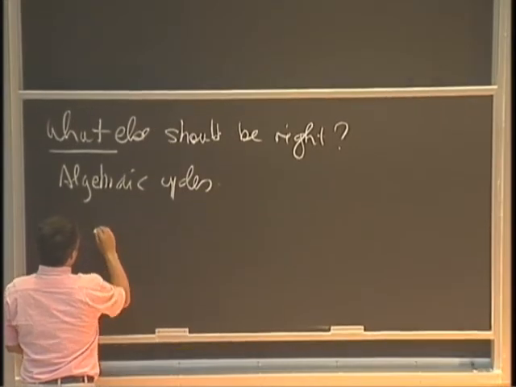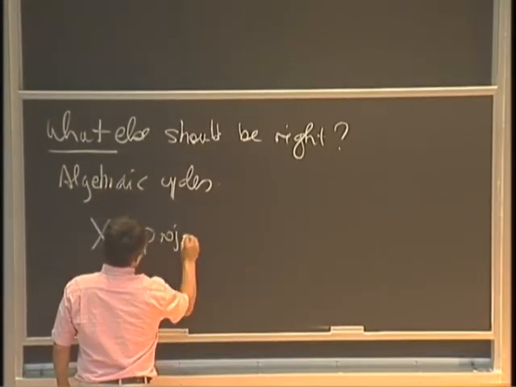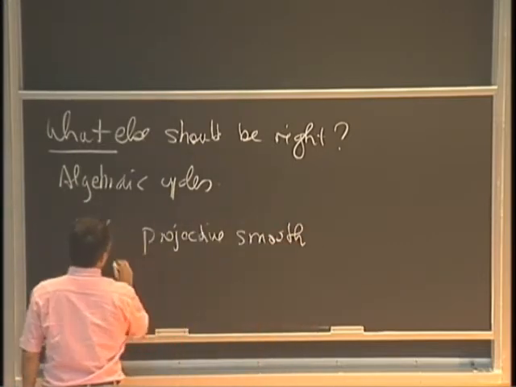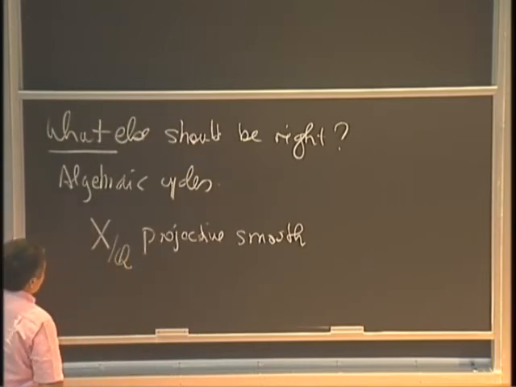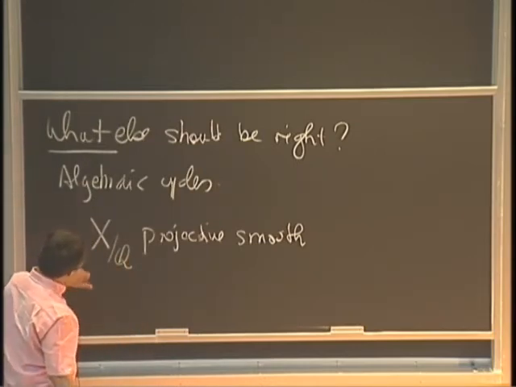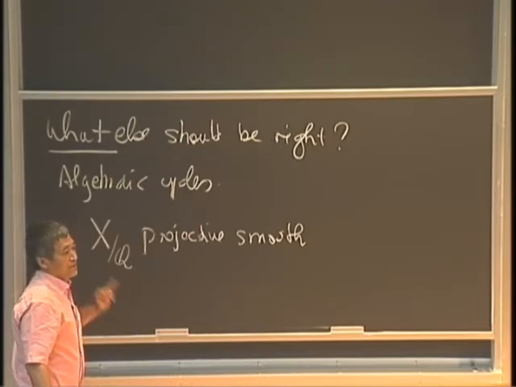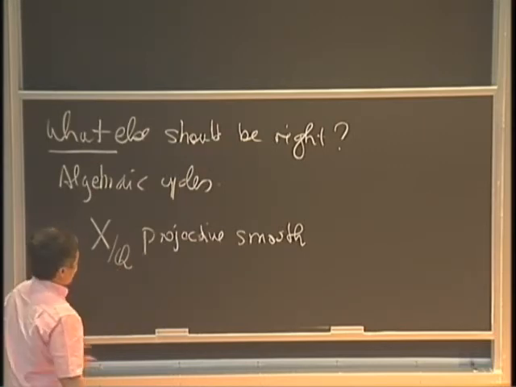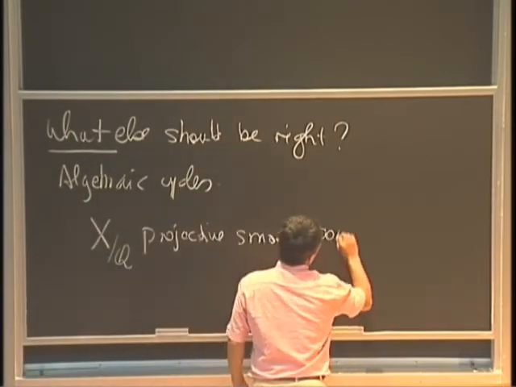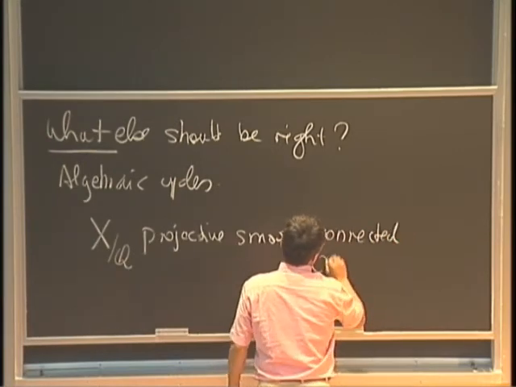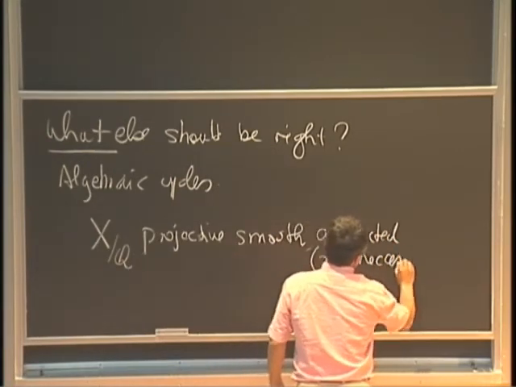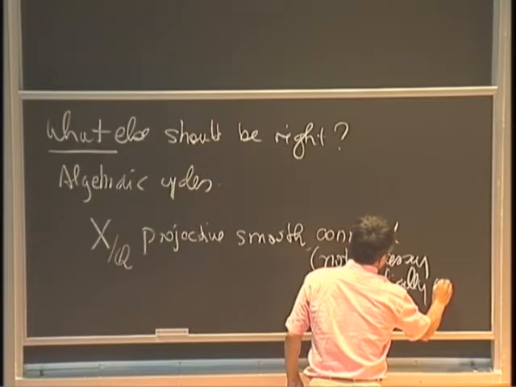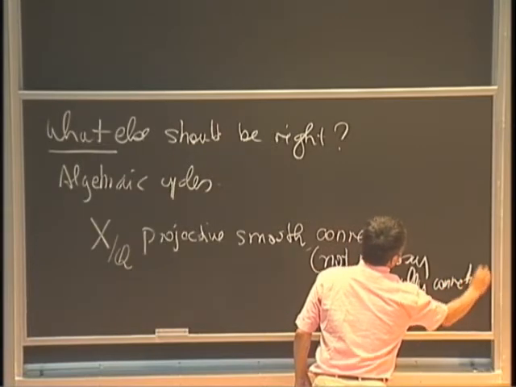So I start with a variety X, projective, smooth. I will talk about varieties over Q. This way I can assume X is connected but not geometrically connected. So I'm just being lazy; I don't want to put a number field here. So it's connected, but not necessarily geometrically connected, like Shimura varieties, for example.